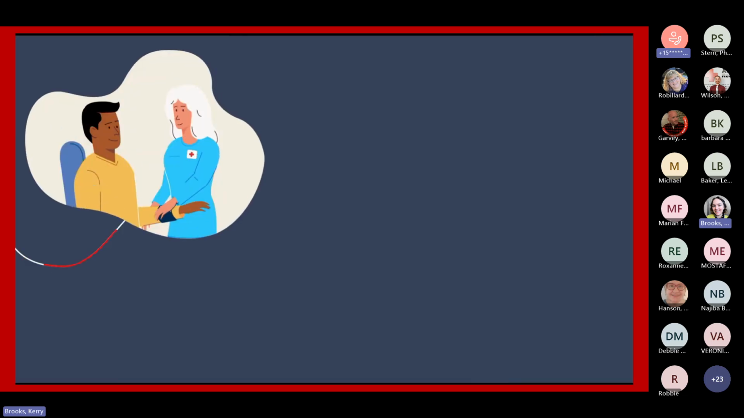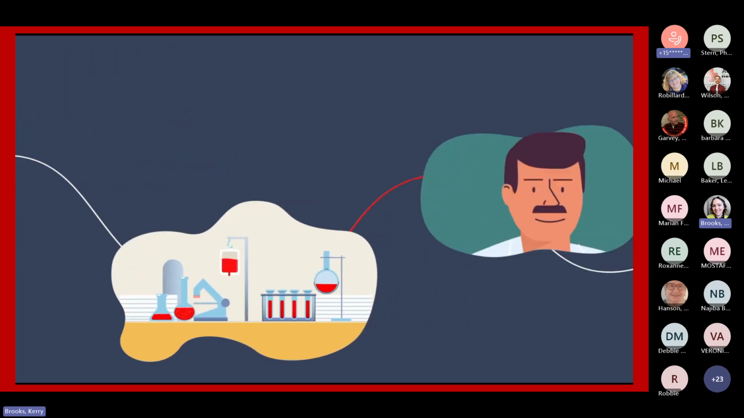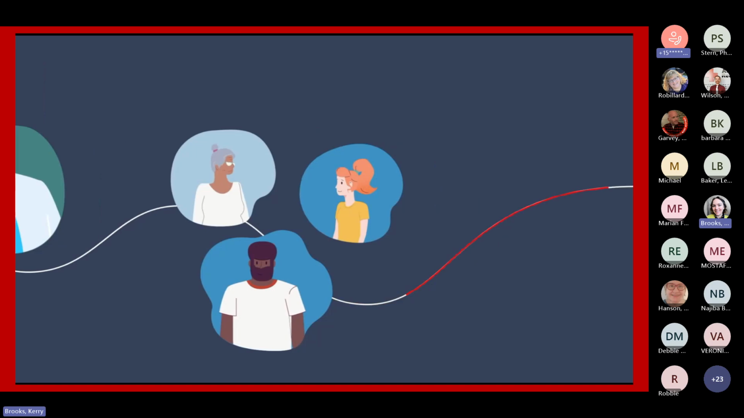As you can see, a life-saving blood donation starts with a generous donor, travels through expert testing and processing, and is distributed through a dedicated team of professionals who provide it to a person in need.